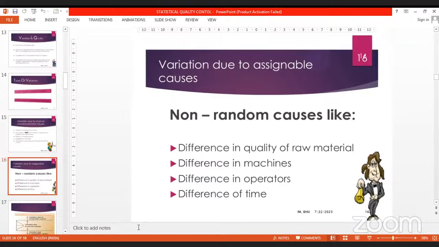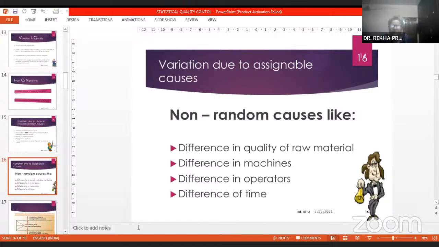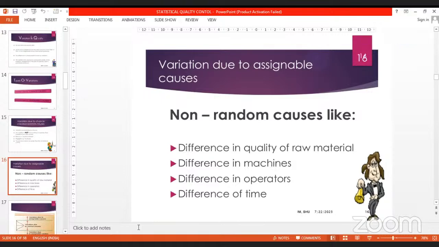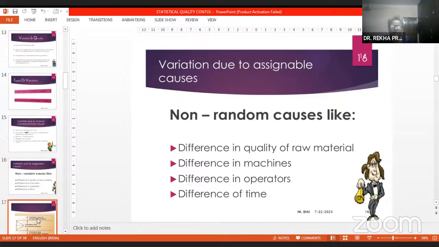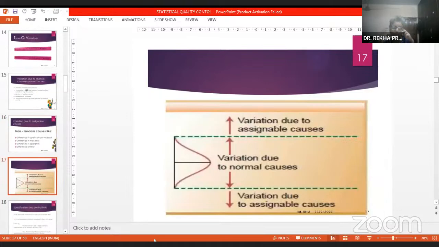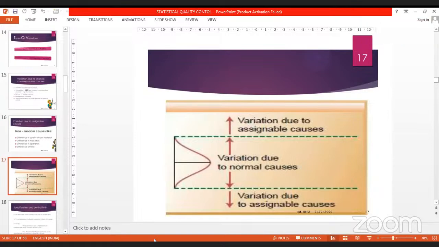Variations due to assignable causes. Assignable causes are non-random causes, like differences in the quality of raw material, differences in machine, differences in operator, differences in time. So as I told you, we use the normal distribution to see whether the unit which you are producing is within limits.